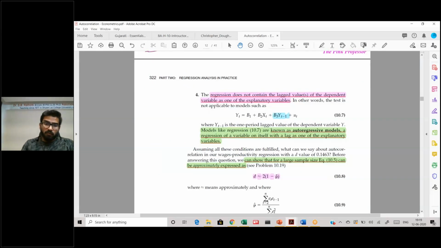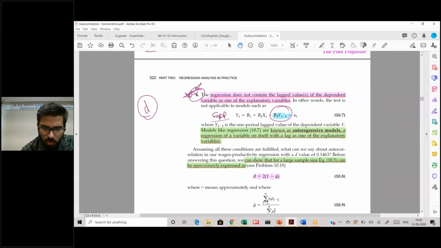Then the fourth major assumption, again something which students ignore, and which is always a trick question, is that your D statistic cannot be found if your regression has a lag term of the dependent variable. So suppose you are regressing GDP on, say, investment.